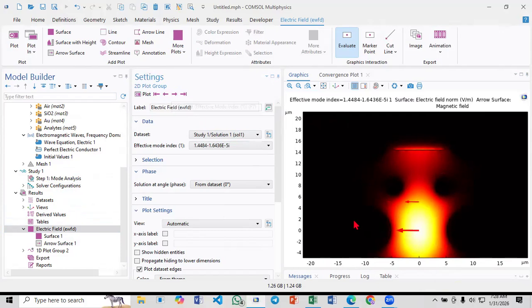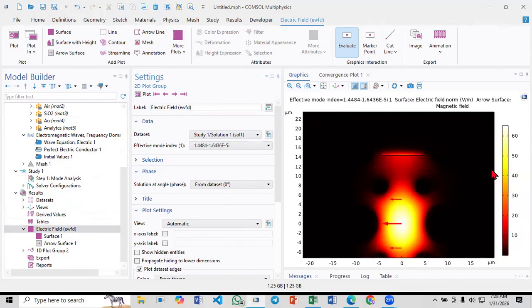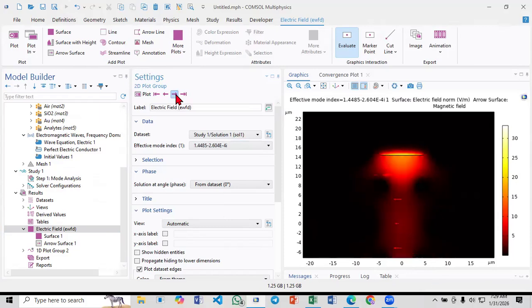Here you can see that at the core mode, maximum light is passing through the core. If it is white, then there is the maximum light intensity. So maximum light is passing through the core, and some of the light is interacting with the plasmonic material. But in the SPP mode, what will happen actually?